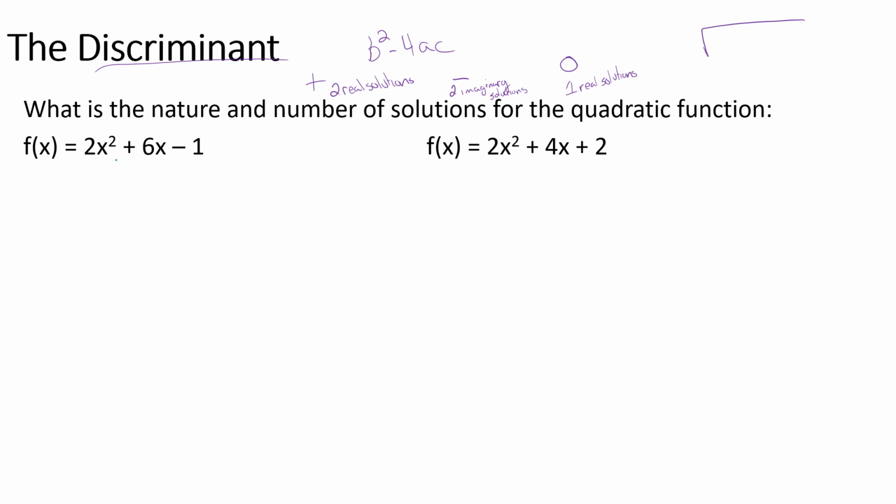So let's check these solutions. b is 6, so 6 squared minus 4 times a, which is 2, times -1, which is c. Now 4 times 2 is 8 times, sorry, -1 is -8. So we end up with 36 plus 8. 44 is a positive number, so we'll have 2 real solutions.